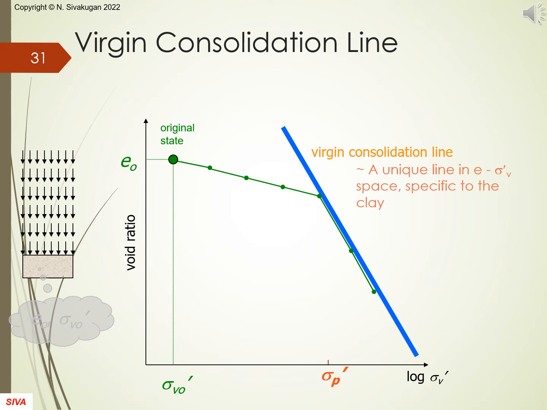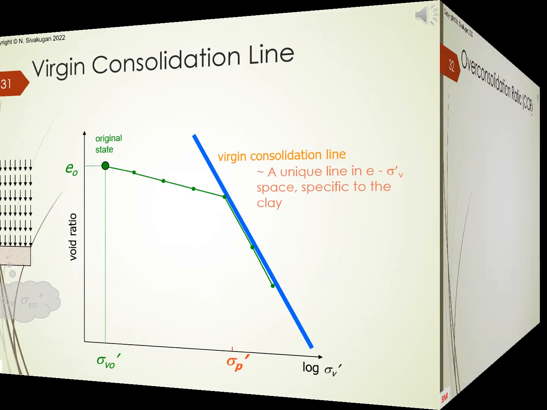The blue straight line you see, with a slope of Cc and coinciding with the loading path, is the virgin consolidation line. It is a unique line in the e versus sigma V' space that is specific to the clay. As soon as the loading path hits the virgin consolidation line, the clay reaches its pre-consolidation pressure, and follows the virgin consolidation line, or VCL, while compressing further.